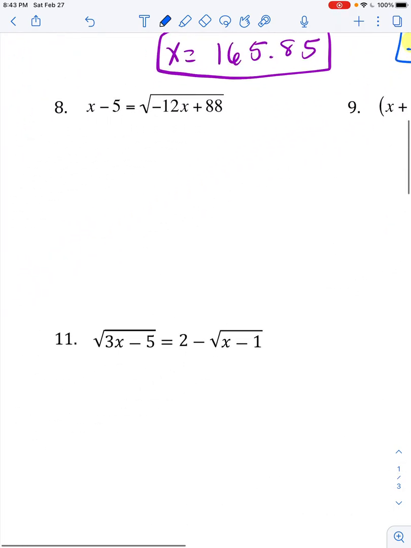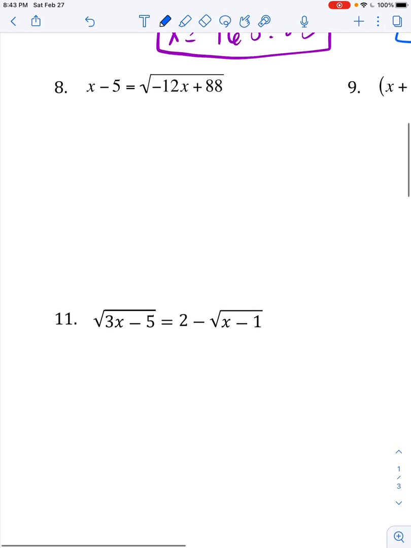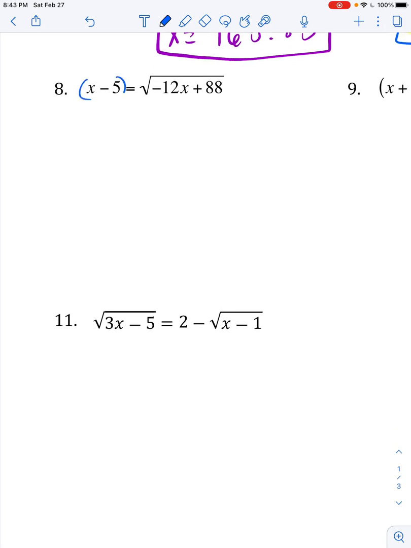Alrighty, 8 is going to be one where I could potentially have extraneous solutions because I'm going to FOIL this side in order to square both sides. This cancels out and becomes the easy peasy part. This is going to have to FOIL. So x squared minus 10x plus 25. Hopefully you don't need too much help with foiling.